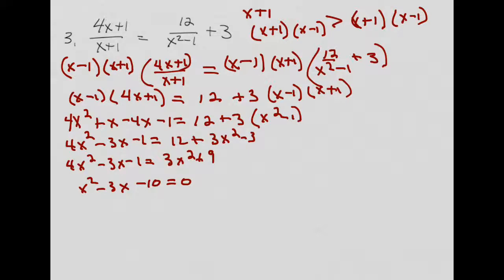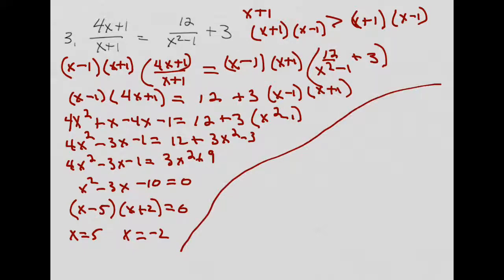So actually, this is going to be easier to factor now. This is going to be x minus 5, x plus 2 equal to 0. So I'm going to have x is equal to 5, and x is equal to negative 2. So I need to check those, so let's check 5.